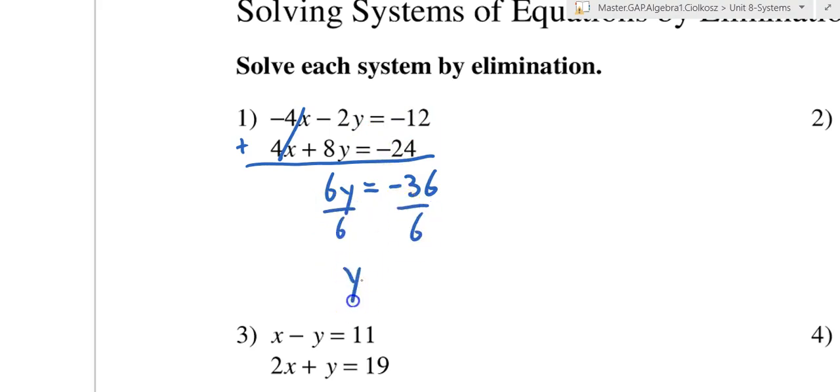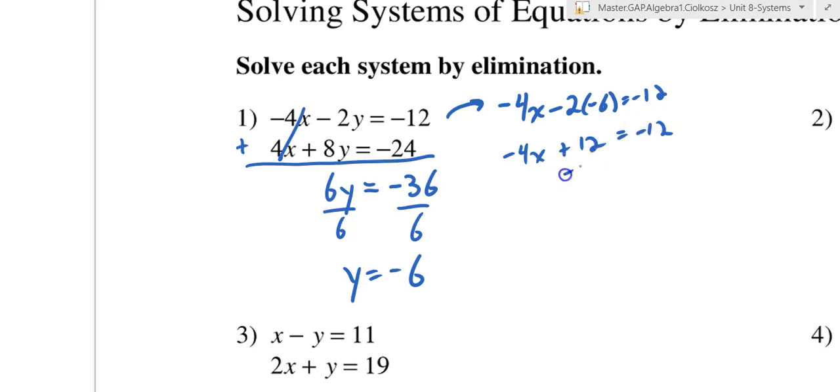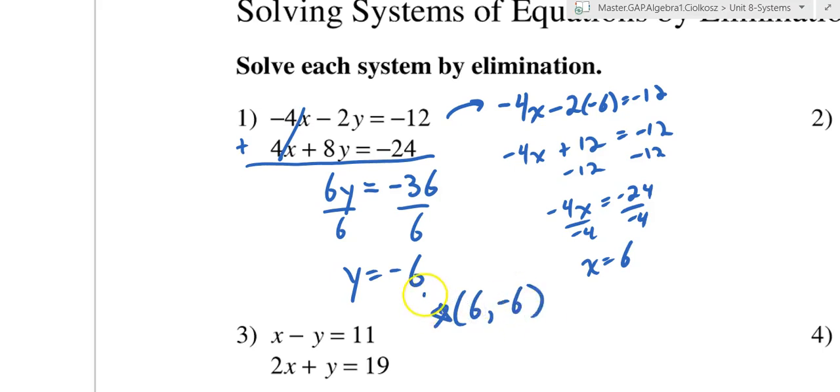Quick division here. y equals negative 6. Now, it seems fast, but we still got to find that x. So I'm just going to take my top equation here and plug in my y to figure out what x is. So, my final solution, x comma y, 6 is x, negative 6 is my y.